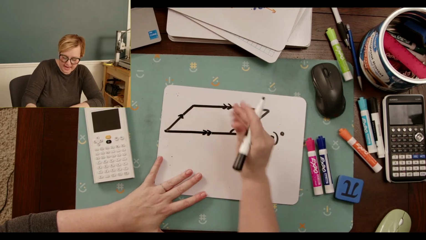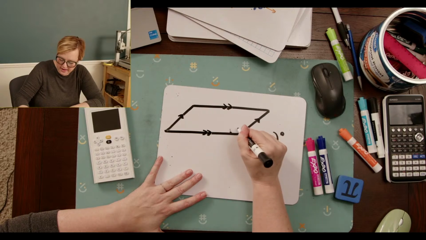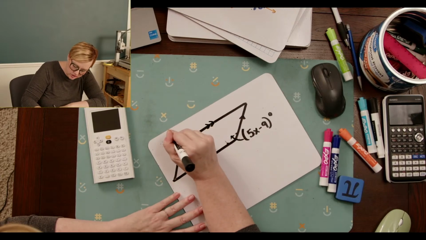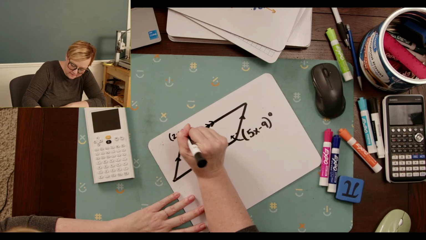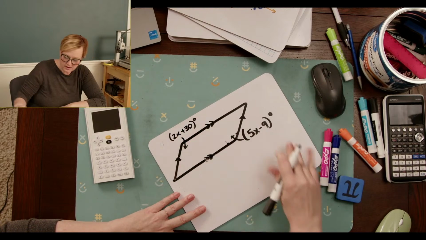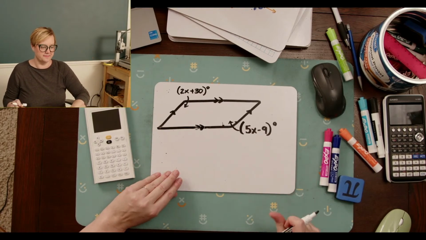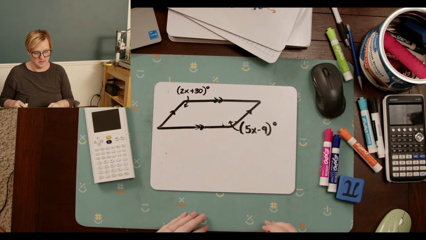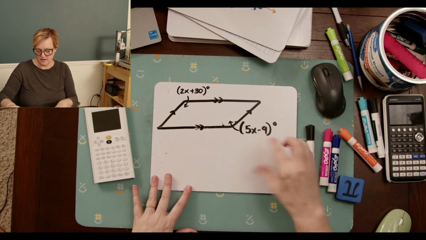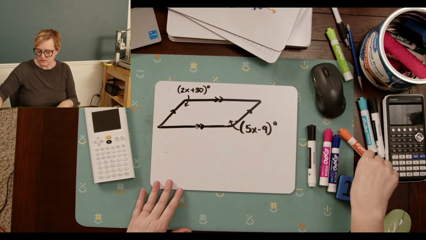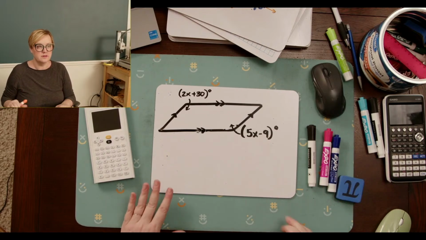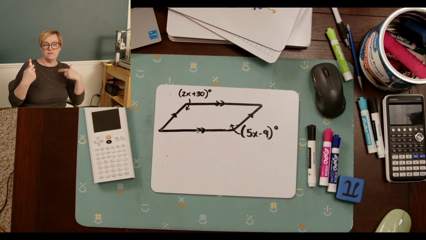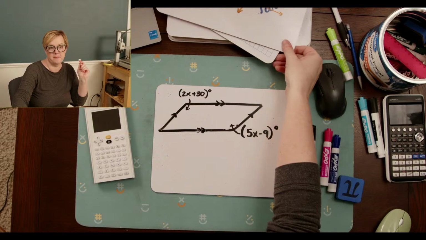We'll say that this angle here is 5x minus 9 degrees, and this angle here is 2x plus 30 degrees. So let's solve for x. Okay, so we've got 5x minus 9 degrees, and we've got 2x plus 30 degrees. So we know a few things about parallelograms, right?